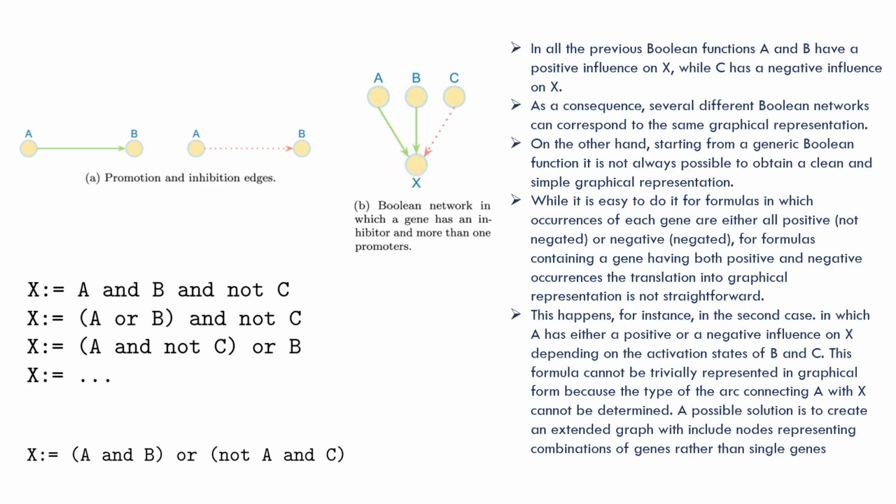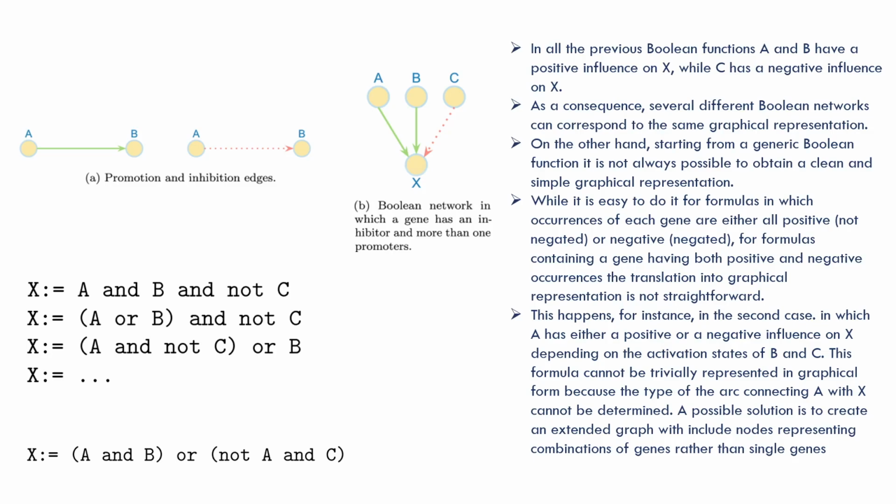On the other hand, starting from a generic Boolean function, it is not always possible to obtain a clean and simple graphical representation. Like from this graphical representation, it is very hard to get a single Boolean relationship. The same is true the other way as well. If you have a Boolean relationship, it is not always possible to have a simple graphical representation. So both are true. While it is easy to do it for formulas in which occurrences of each gene are either all positive or all negative.